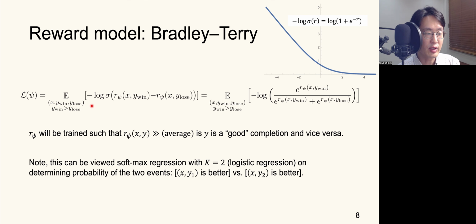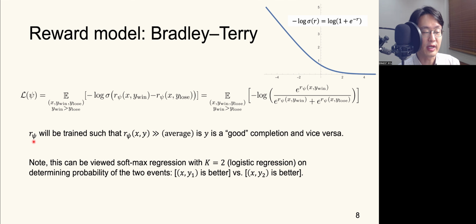Okay, so now let's try to interpret this loss. If we look at this loss, first we have minus log sigma, where sigma is the sigmoid function. The function looks like this. This comes from the definition of the sigmoid function, and it's a decreasing function. Because we're trying to minimize this loss, the training proceeds in a way such that this input, R minus R, becomes large. More specifically, it's R of winning minus R of losing that should be large.